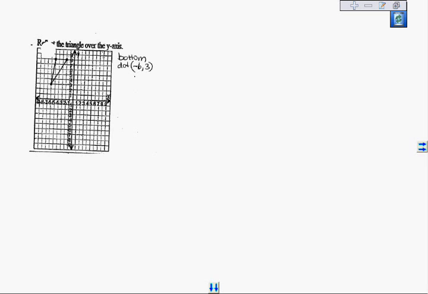So I start with -2. You don't have to start with -2, 8, but I'm going to. -2, 8. -6, 8. -6, 3. Now, we're going to be reflecting over the y.